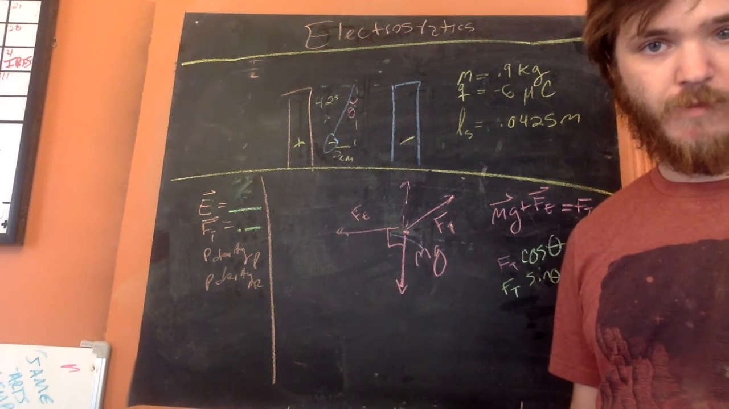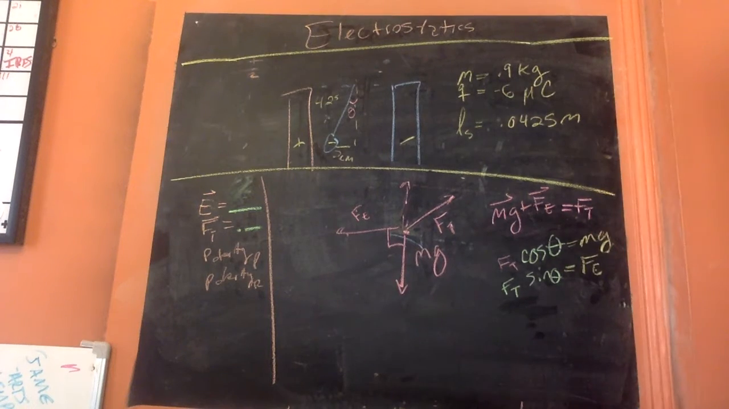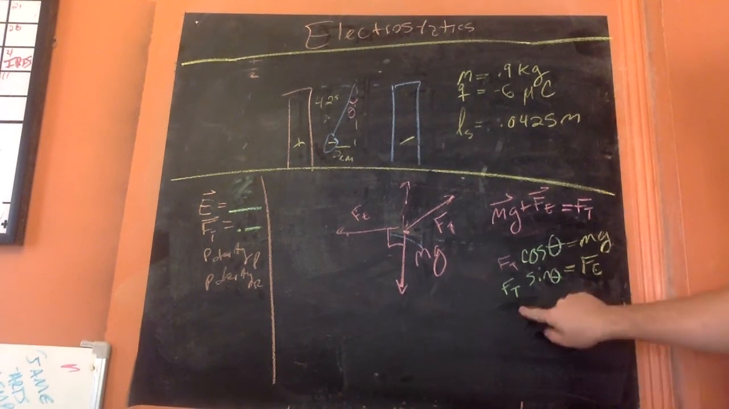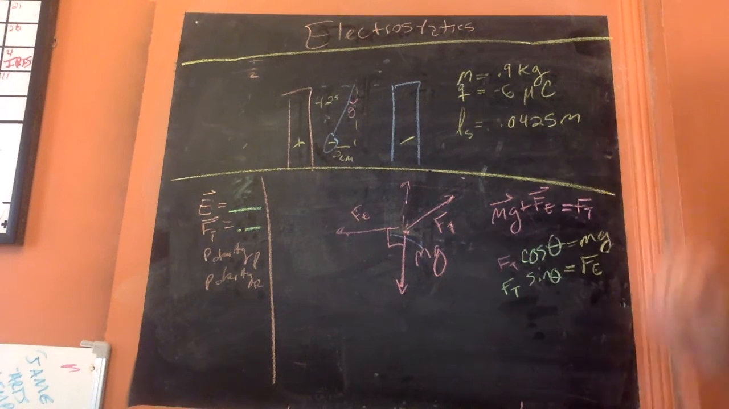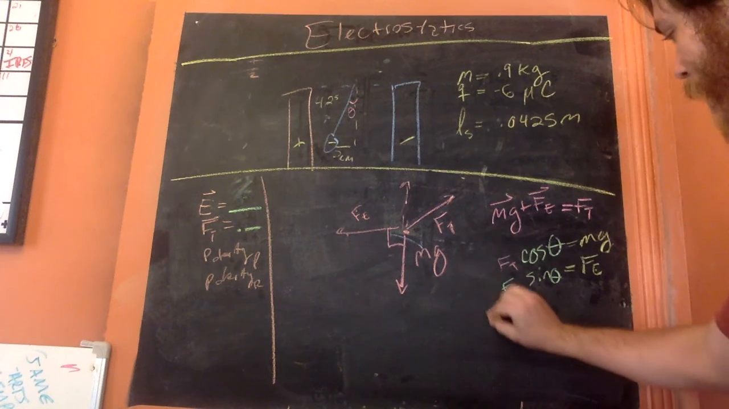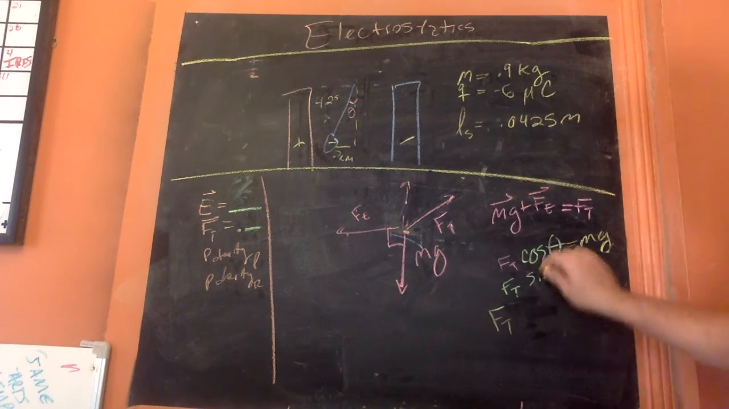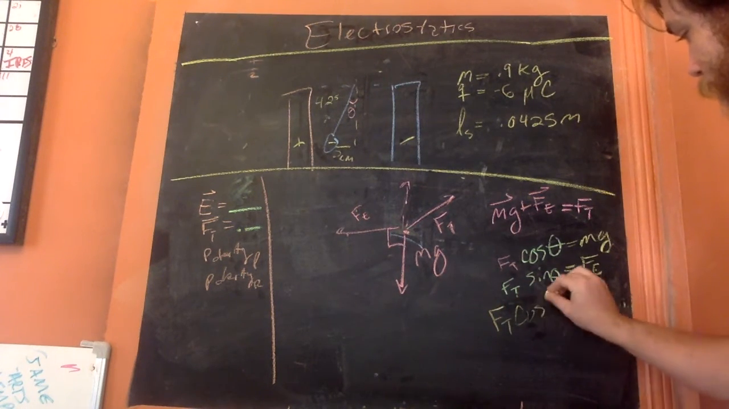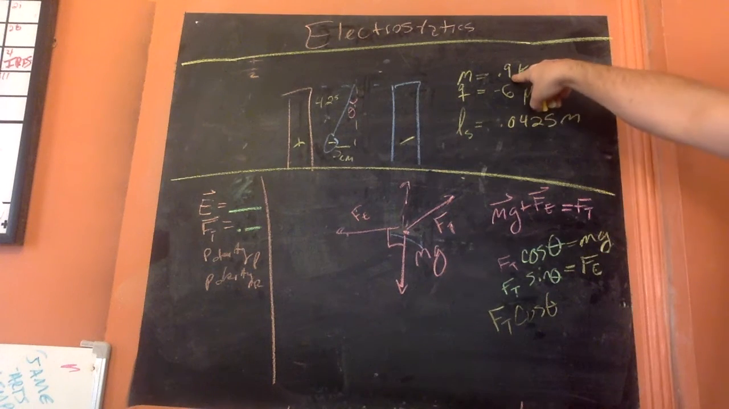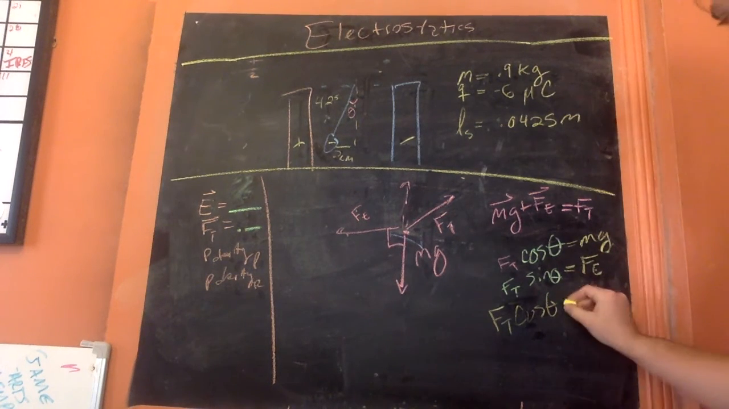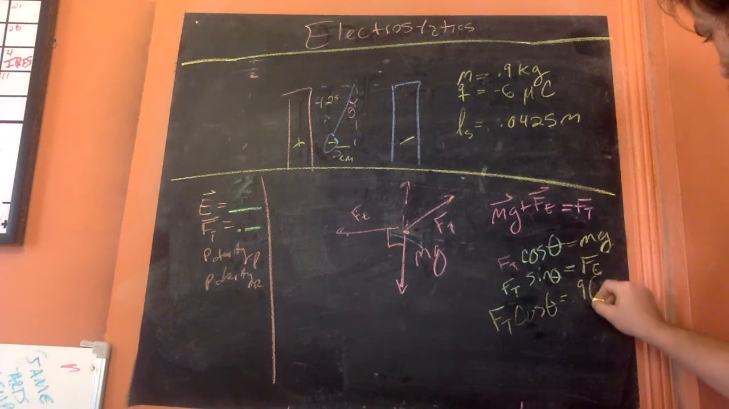Okay, so we've got that Ft cosine theta equals mg, Ft sine theta equals Fe. We've got the mass. So we know Ft times cosine theta, and we have m right here, and we know g, is equal to 0.9 times 9.8.